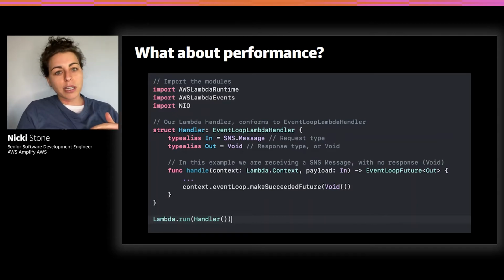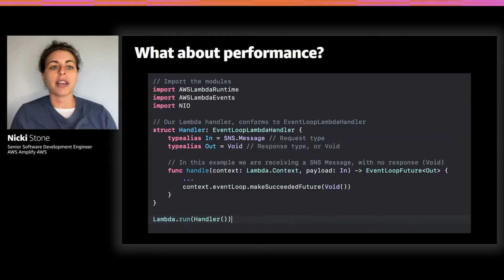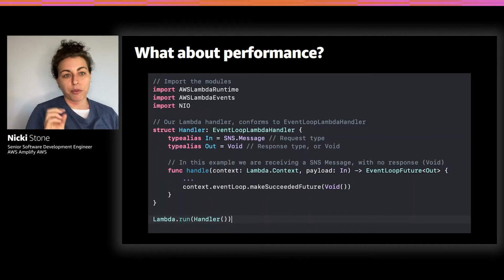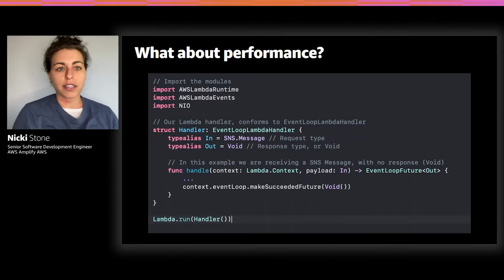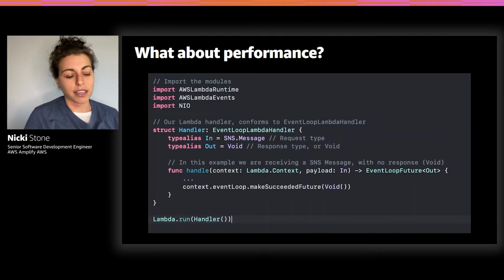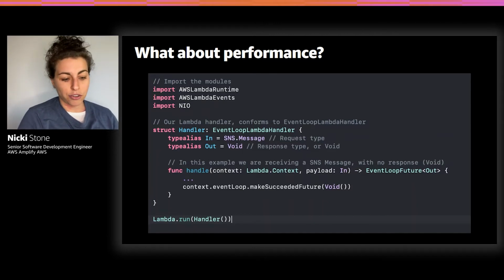Because it's running on a separate thread, there is context switching between the threads, which means that there is a bit of a performance hit. Not a huge one, but there is a performance hit. So if you have a performance sensitive function, maybe you really want your Lambda to be extremely performant for whatever reason, you might choose to use the event loop Lambda handler API. The way that you would implement this API is it's a protocol, and you would just implement it in a struct, and then inside handle, you would write your code.